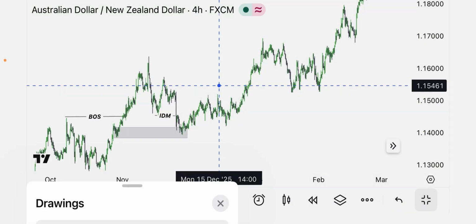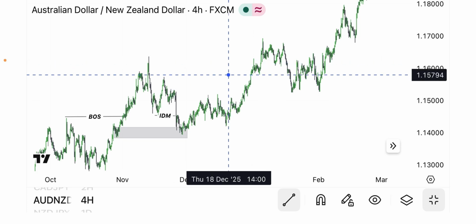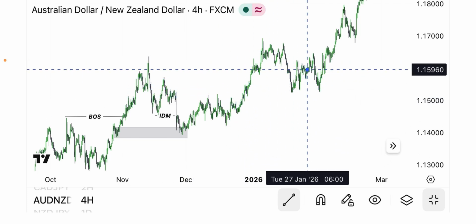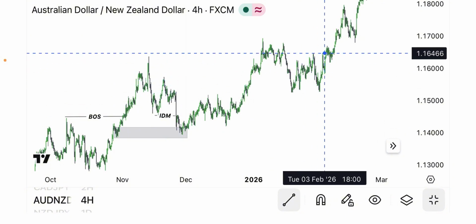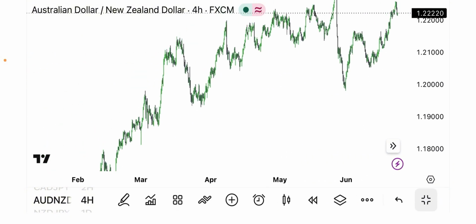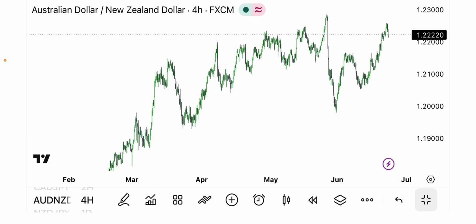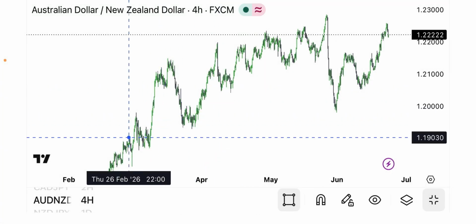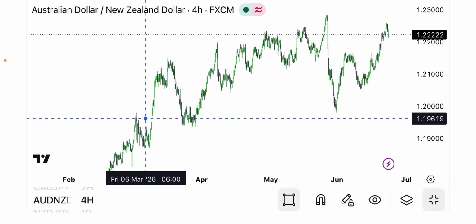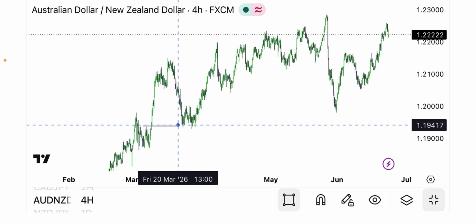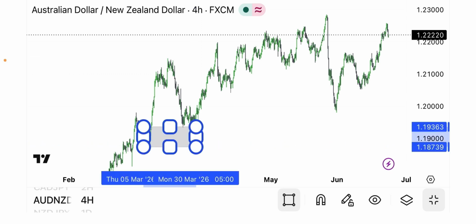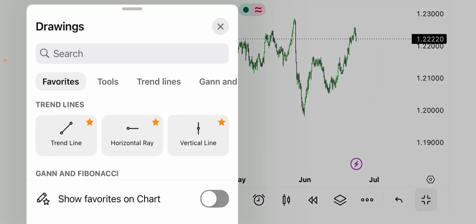It then broke structure at this point again. Did the same thing, tapped on this particular demand zone. Here we even had a change of character on the lower time frame before pushing to the upside. So if you scroll up to this particular place where the market is right now, you see the market tapped on this particular zone. This is an order flow demand, right? The market tapped on it.